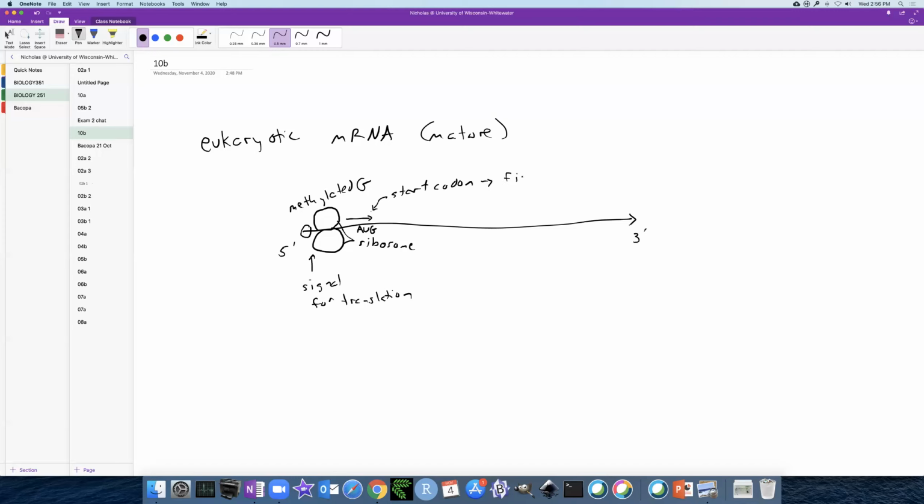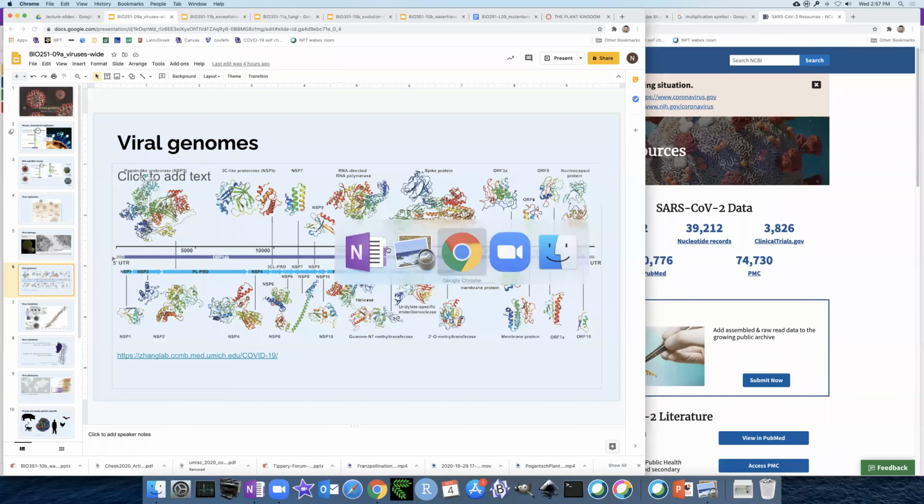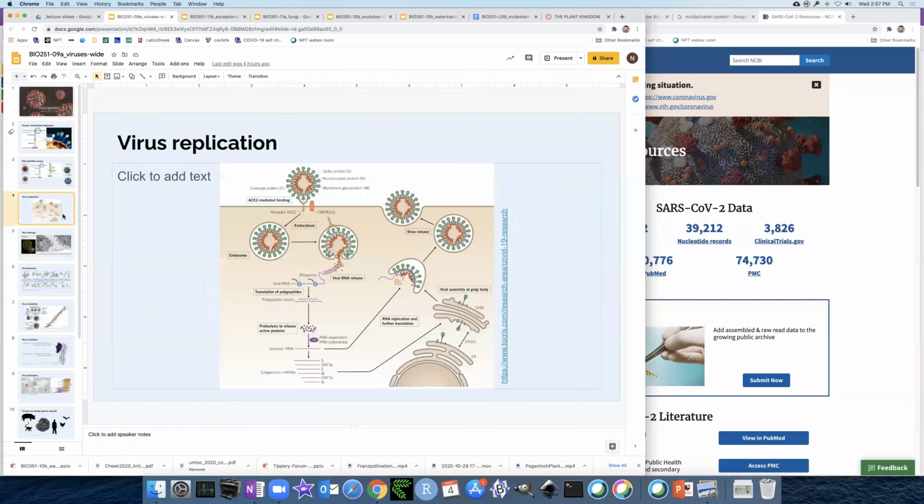And that contains the code for what will be the first amino acid to be put onto the amino acid sequence. So let's say we had one piece of this gene from the virus. We've got the methyl cap on there. We've got RNA. If you remember, RNA was the, let's see here, the viral RNA.